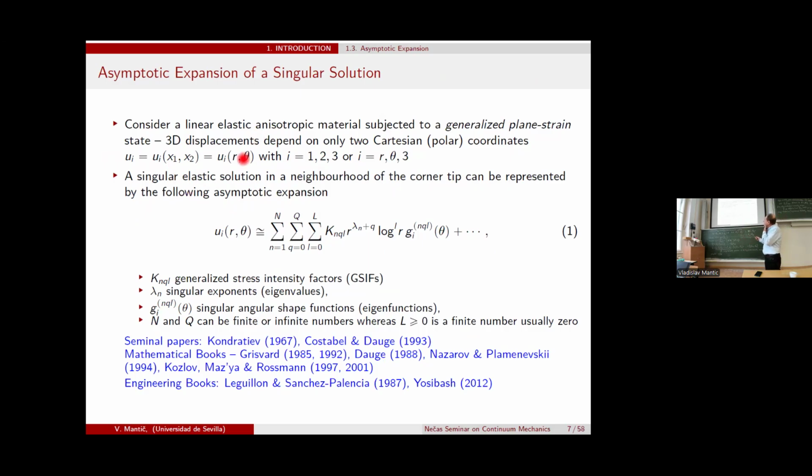So there are some classical results by Kondratev and others that in the neighborhood of the singular point, the solution can be represented by an asymptotic series of power logarithmic terms in the radial coordinate and some angular function. K and Q_L coefficients are called generalized stress intensity factors. Lambda n, the exponent, is the singularity exponent, which is an eigenvalue of some nonlinear eigenvalue problem. G as a function of theta are singular angular shape functions, we call them also eigenfunctions.